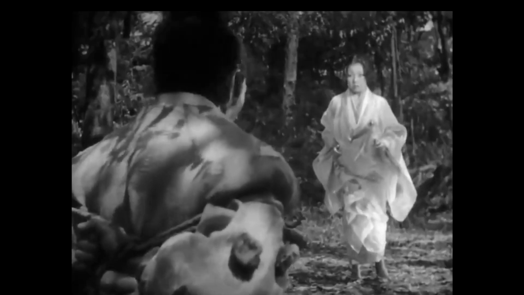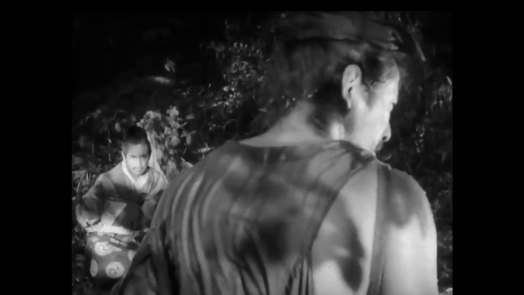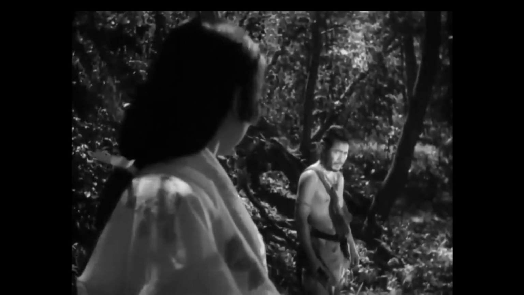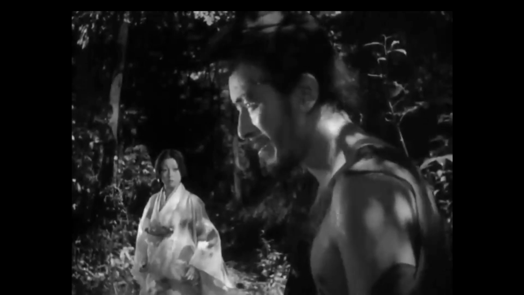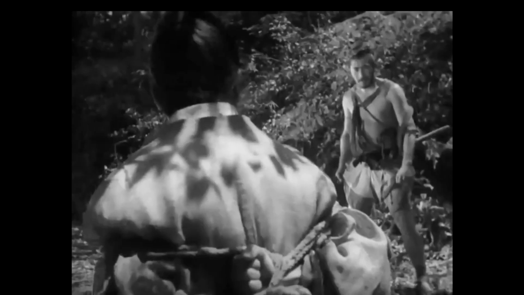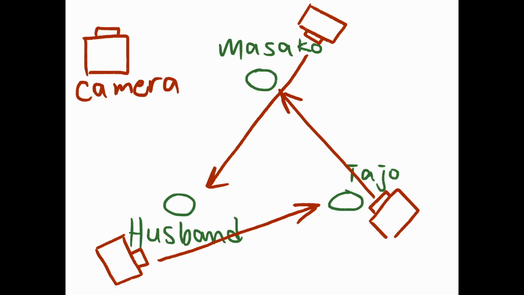You gaze at me. I gaze at him. Oh, he is gazing at me. I gaze back at you. And reverse. The direction of the camera is from the one who is observed to the one who observes. As the characters gaze in a circular way, the camera directions are like this.